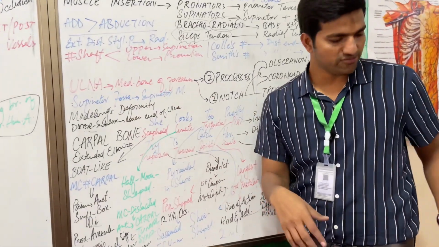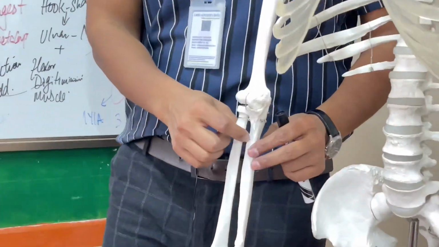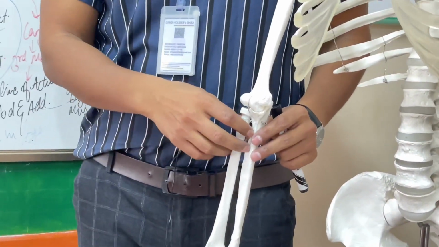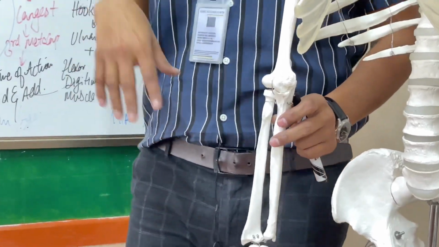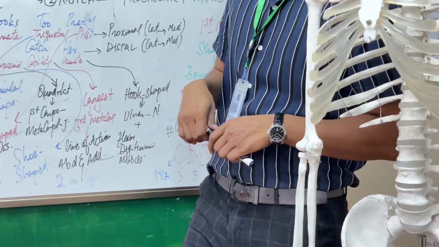Then there is a supinator fossa present at the lateral aspect of the ulna that provides origin for the supinator muscle. There are two supinator muscles, supinator and biceps. These are the two supinator muscles.